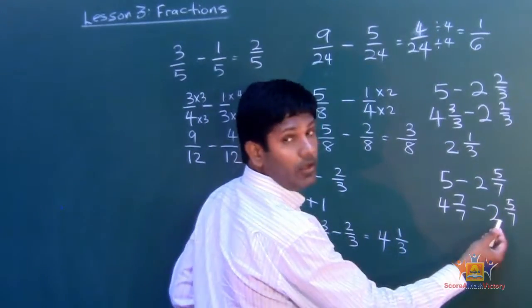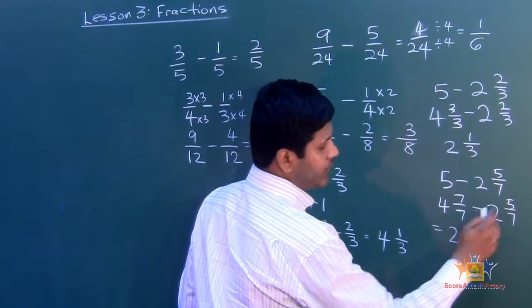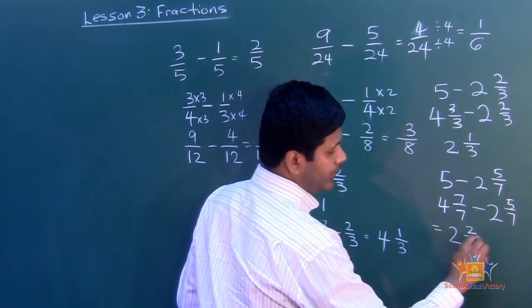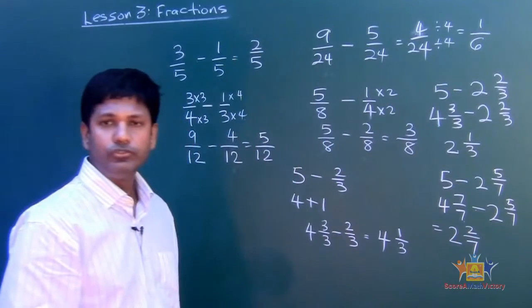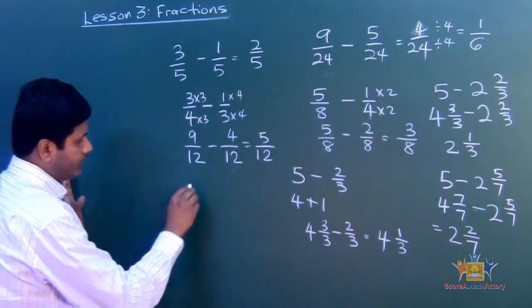First I subtract the whole numbers. 4 minus 2 is 2. 7 minus 5 is 2. And I carry the denominator across. 2, 2 over 7. Now be careful if I give you something like this.